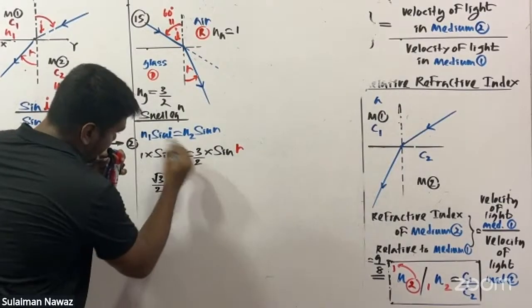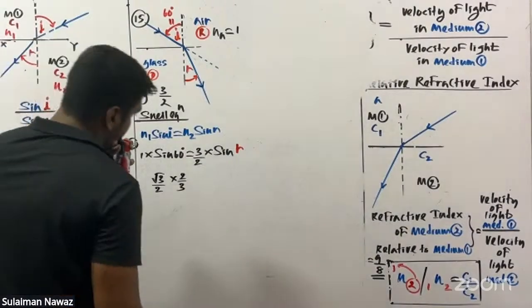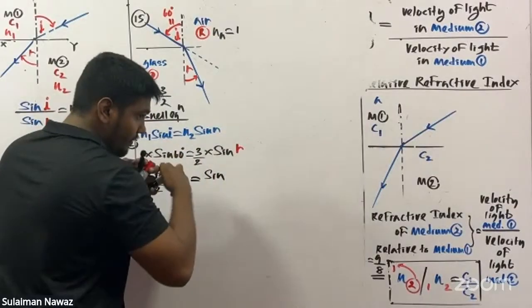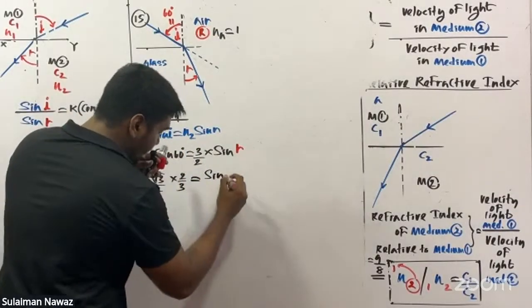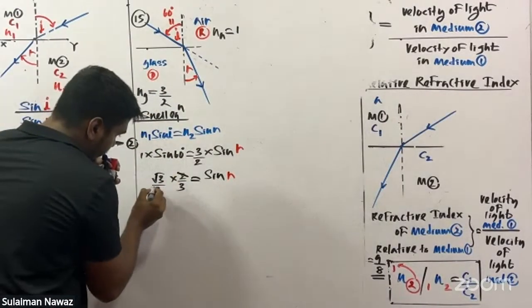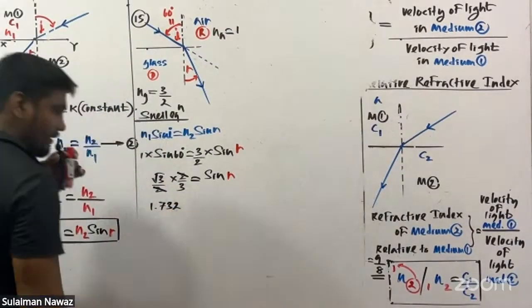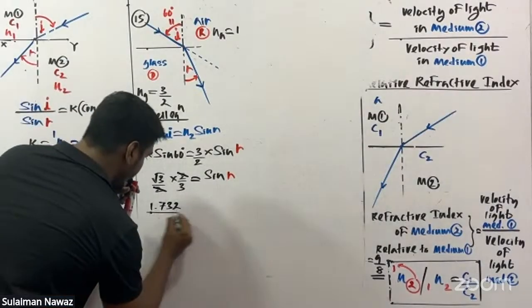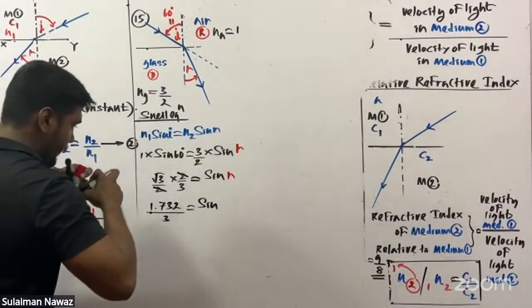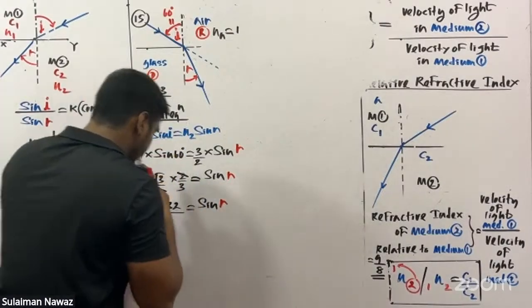If you move this 2 to this side, then 2/3 must be equal to sin r. My target is finding simple r only. So the 2 cancels out. Root 3 means we all know 1.732, right? Root 3 means 1.732/3. If I divide that, 1.732/3 means sin r. See the idea.